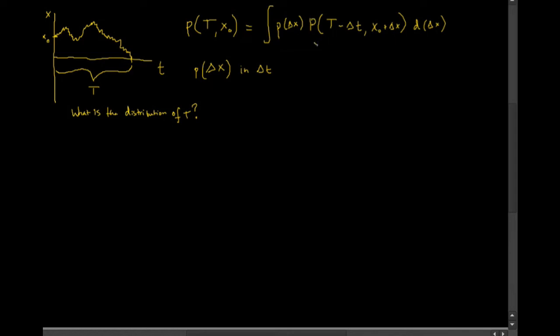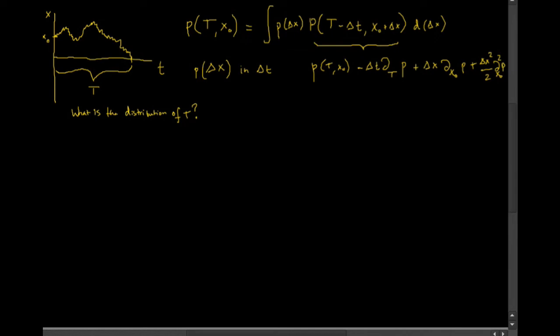What we want to do is Taylor expand this term in brackets. If I Taylor expand for small delta t and small delta x, what I'll get is p of T comma x naught, minus delta t times the derivative with respect to capital T of p, plus delta x times the derivative with respect to x naught of p. And then I'm going to keep a second order term for reasons that will become clear: delta x squared, and the second derivative with respect to x naught of p.